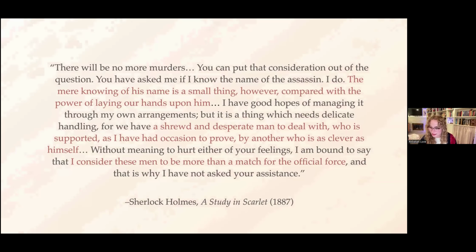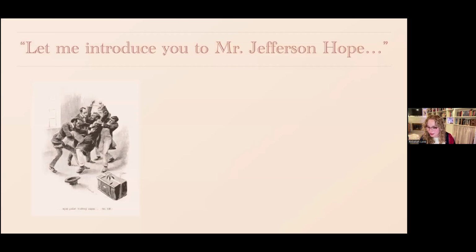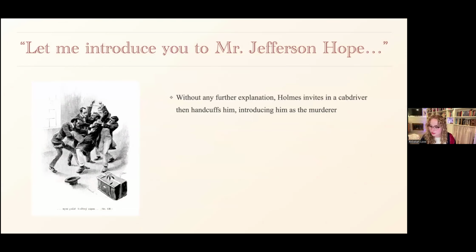A few moments later, a cabman arrives at the door. Holmes asks him to help load his bags into the cab, then abruptly slaps handcuffs on his wrists, introducing the man as Jefferson Hope, the murderer of both Drebber and Stangerson. When Hope realizes that he's been cornered, he puts up a fierce struggle, and in spite of the fact that it's a 4-on-1 fight, he almost escapes more than once, but is eventually subdued.